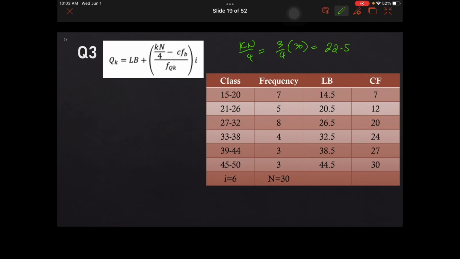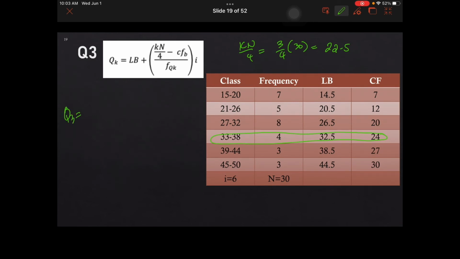So, hanapin ngayon natin which class has 22.5. So, this class is only up until 20. So, ibig pong sabihin, yung susunod na class, malamang nandun na si 22.5. So, ito na nga siya. Okay? Kasi hanggang 24th score po ang nandyan.